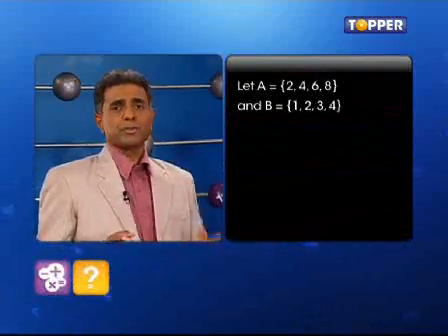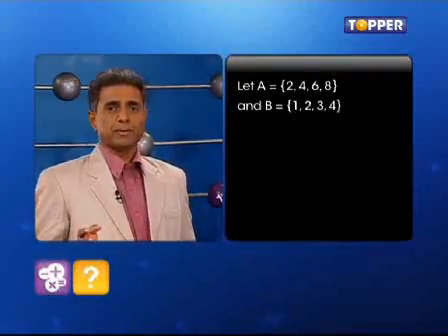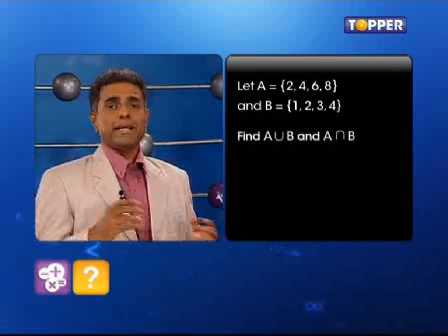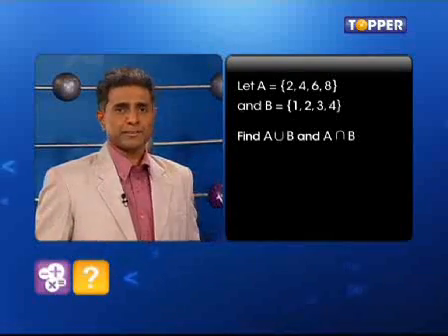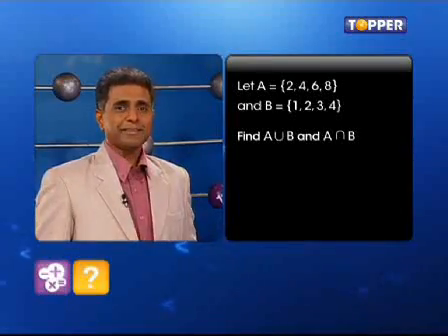Alright, now, when your concepts are clear, it's time you handle a question. Let A is equal to {2, 4, 6, 8} and B is equal to {1, 2, 3, 4}. Find A ∪ B and A ∩ B. Easy one, right? So while you solve it, I'll take a short break. See you with the answer.